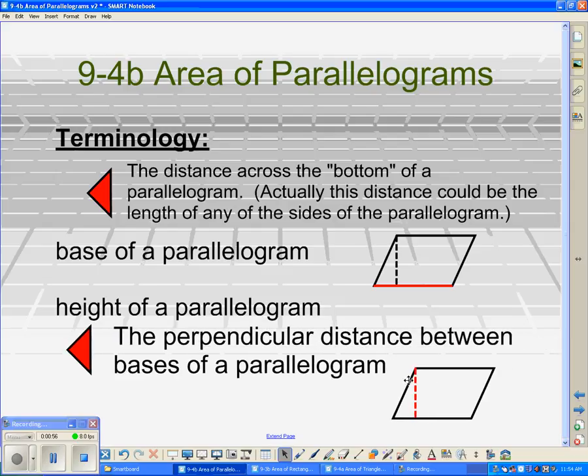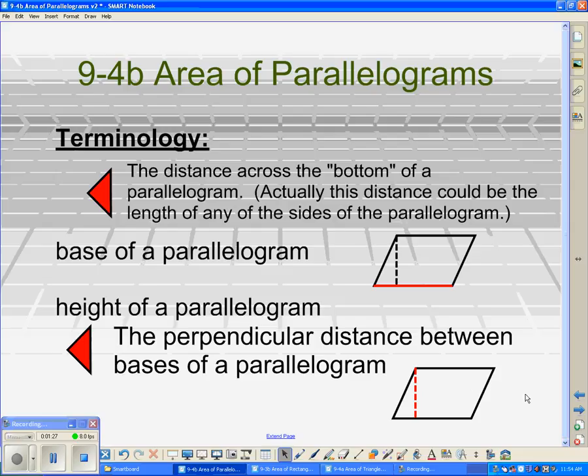Definition of height: the perpendicular distance between bases of a parallelogram. So you can see the base of this parallelogram is highlighted in red. We could argue, and we'd be correct to argue, that if the bottom here is a base, then the top is also a base, since opposite sides of a parallelogram are the same in length. So if the bottom is a base, then the top's the base also.